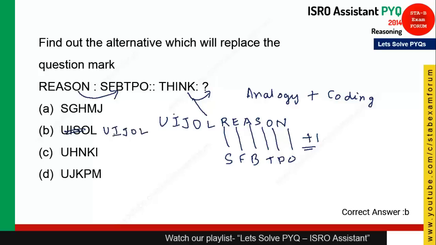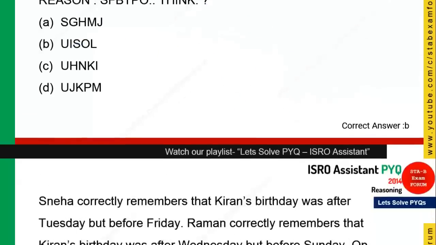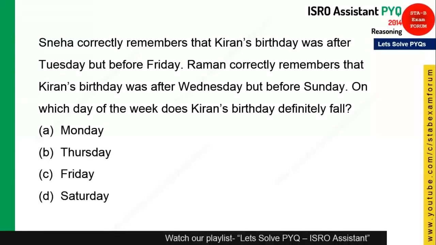As you can see, UISS cannot be there because after I you will have J, so option B is the right answer. It is UIJOL. Okay, quickly moving to the next question. It is from the calendar and your time starts now.